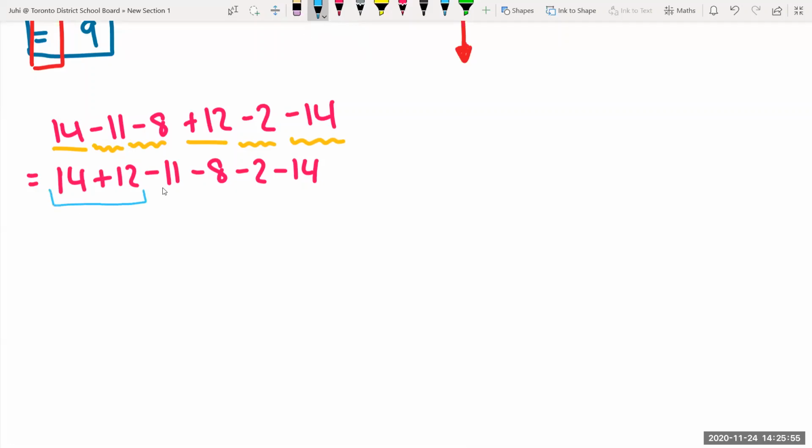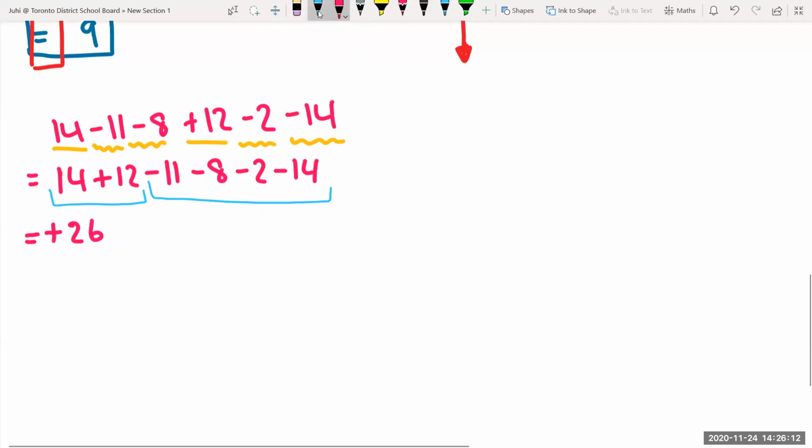Okay, now we have 2 positives and we have 4 negatives. So we're going to use our rules of the same sign. When you have the same sign, add the numbers and keep the sign. So 14 plus 12 is going to give me 26 and a positive sign in front of it.